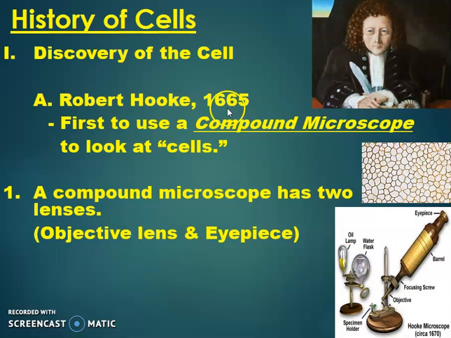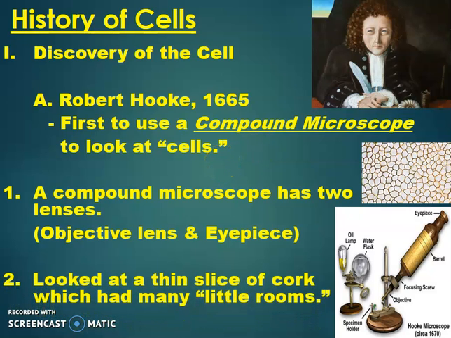So when Robert Hooke made his first compound microscope, the first thing he looked at was cork cells. He took a thin slice of cork and looked at it under the microscope. And to him, and this is what it looks like up here, it looked like tiny little rectangular rooms that monks in a monastery would live in. And those little rooms are called cells.